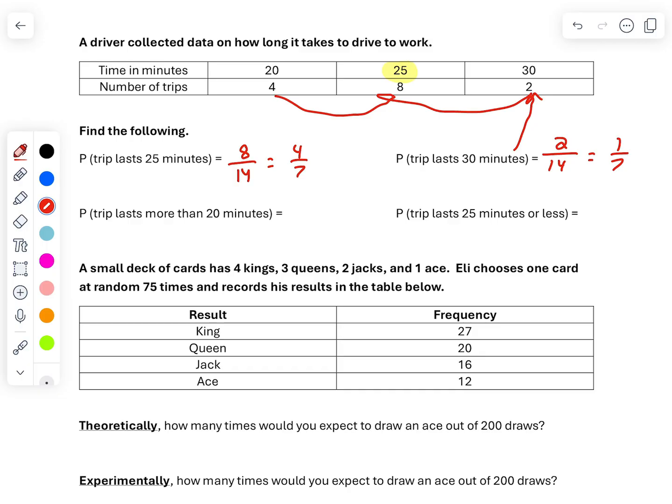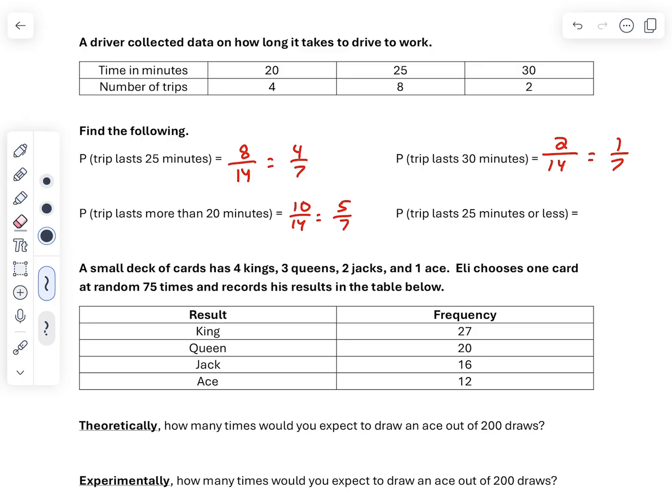The probability that a trip lasts more than 20 minutes. So if we're looking at more than 20, that would be 25 and 30 minutes. So we have 8 plus 2 there, so there are 10 trips that last that long out of 14. And we reduce that to 5/7. And lastly, for this one, it says probability that a trip lasts 25 minutes or less. So 25 minutes or less than that. So it looks like we have 8 plus 4. We have 12 of those out of 14. So 6/7.